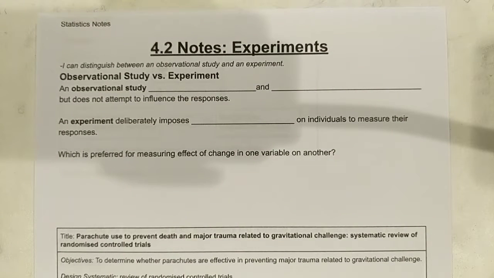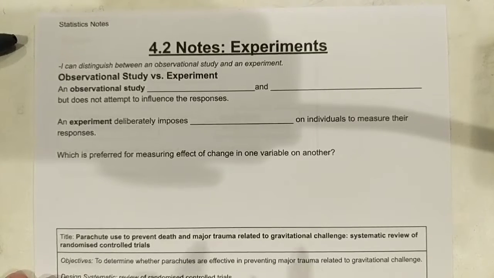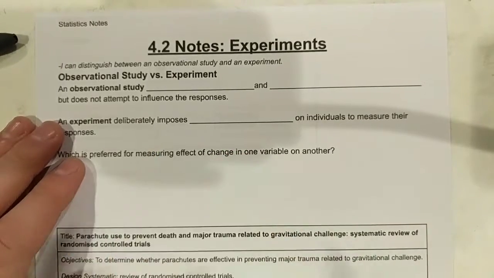In this video, we're going to talk about the beginning of section 4.2 on experiments. You're going to be able to distinguish between an observational study and an experiment in this video. Also, we're going to discuss confounding and confounding variables and when they appear and how to deal with them. So first of all, let's talk about observational study versus experiment.